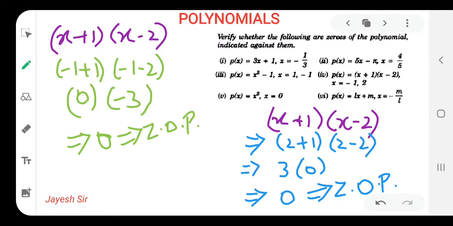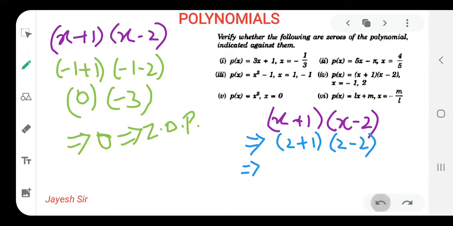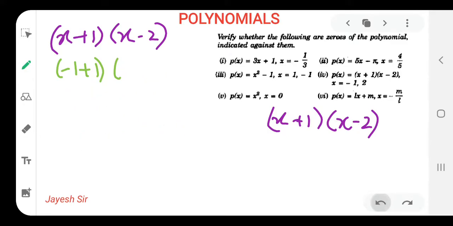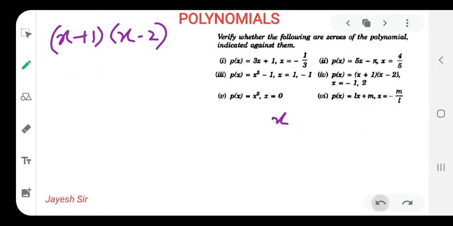So now you can pause the video and try to solve by your own the remaining two sums based on the same topic only. Here I am solving fifth sum. The polynomial is x square and we have to put the value of x as 0. Yes friends, I hope this must be the easiest sum that you can solve by your own, and it is very easy. So now pause the video and try to solve by your own friends.